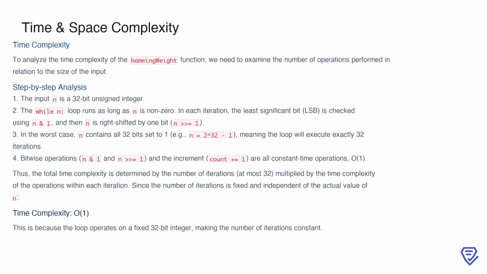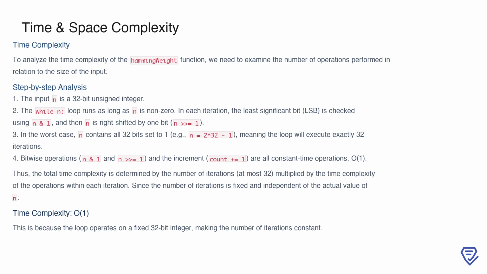The function uses a while loop that continues as long as N is non-zero. Within each iteration, the least significant bit is checked using the expression N & 1, and the value of N is right-shifted by 1 bit using N >>= 1. Both of these are constant time operations. Additionally, an increment operation count += 1 is also constant time. In the worst-case scenario, where all 32 bits of N are set to 1, the loop will execute exactly 32 iterations. Since the number of iterations is fixed at 32 and does not depend on the value of N, the overall time complexity of the function is O(1).